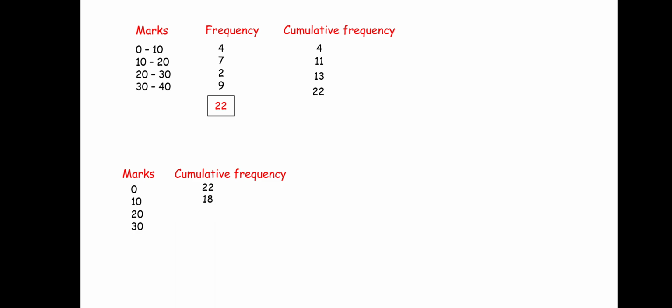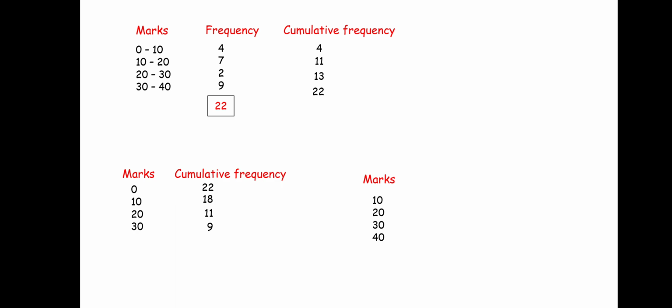Similarly, upper limit of 20 means how many students scored marks more than 20. The answer is 11. And lastly, how many students scored marks more than 30? We will get 9. So this is the cumulative frequency with upper limit. Similarly, we can also make a cumulative frequency for lower limit.